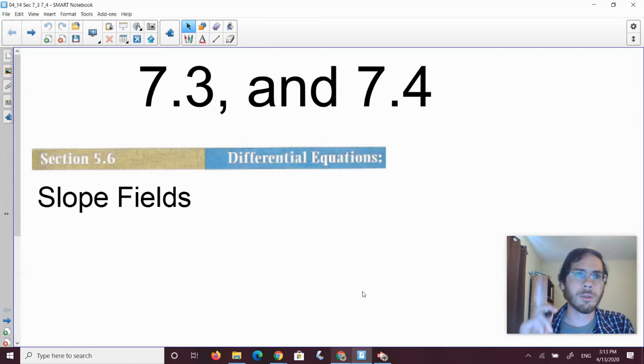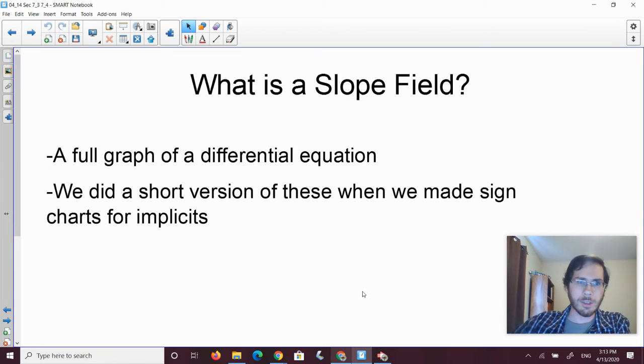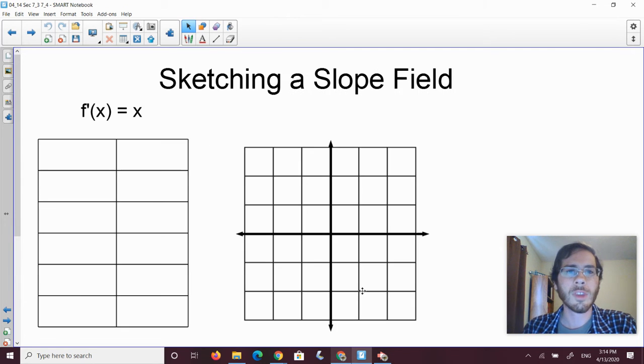All right, for this video, we're just going to recap some of the slope field stuff with 7.3 and 7.4. So we'll get into it. In case you missed it, slope fields are basically the full graphs for the diff EQs. When we made the sign charts with the x and y, we did our sign charts in those dimensions, that kind of led towards what we were doing for the slope fields. Here we don't just want the sign, we want the actual slope, so we're going to put a little slope in to represent what that slope is.